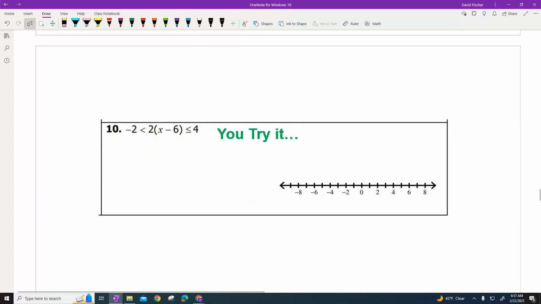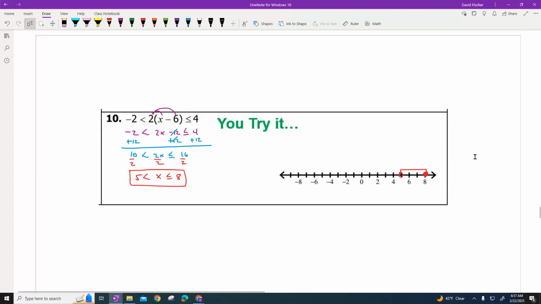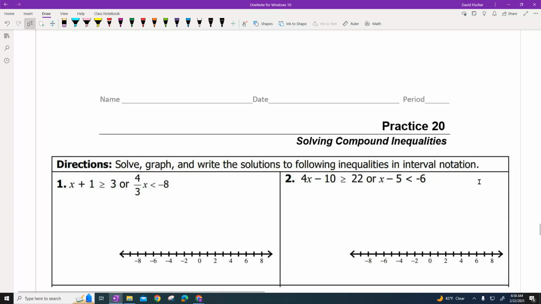Try number 10. I want to hand out the papers to my kids at school, and let's see how you did. Come on back. All right, let's see how you did on the last one here. Got to get rid of those parentheses. Get rid of that 12. Get rid of that 2. 5 is smaller than 8. We're good.